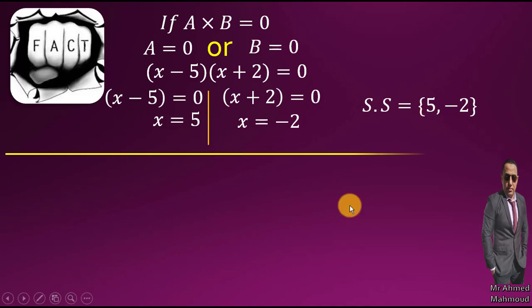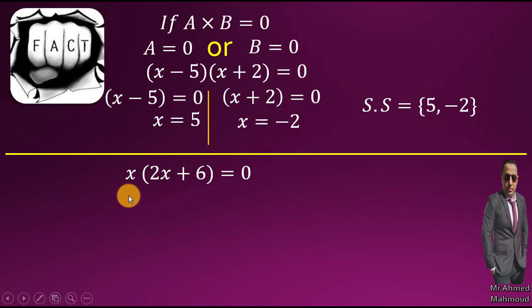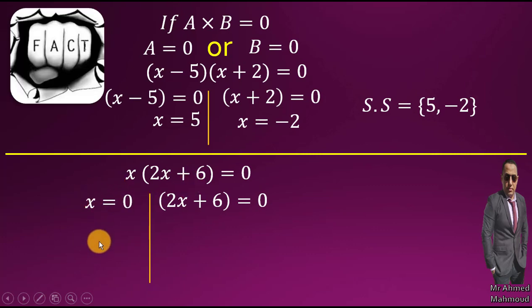Okay, another example. If we have x times 2x plus 6 equals 0, I have two conditions. Either x equals 0 or 2x plus 6 equals 0. Again, x equals 0 or 2x plus 6 equals 0. Okay, x equals 0, this is a solution of this equation.